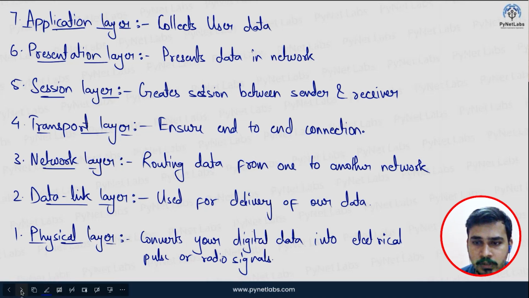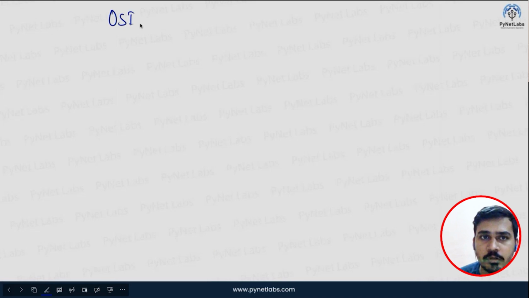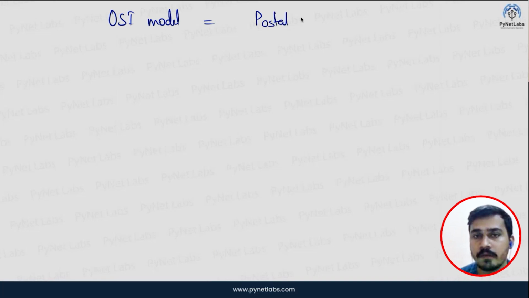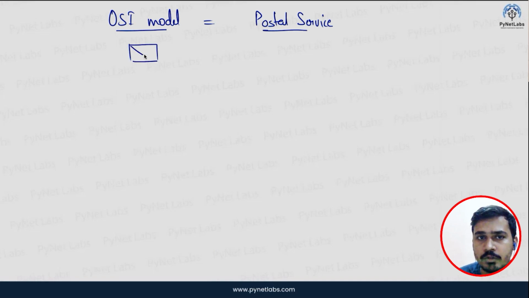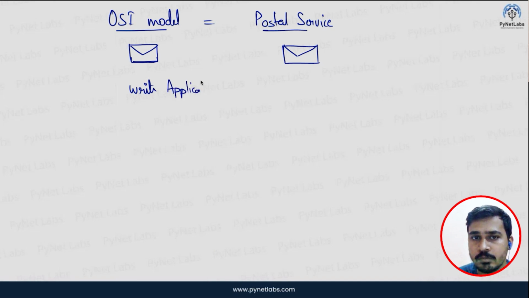Now, to make it simpler, you can compare the OSI model to your postal service. We all at some point in our life might have used the postal service, sending letters or mails, also known as traditional mail or snail mail. First of all, you write a letter. This letter writing can be used to explain the application layer, where you are actually putting the data.